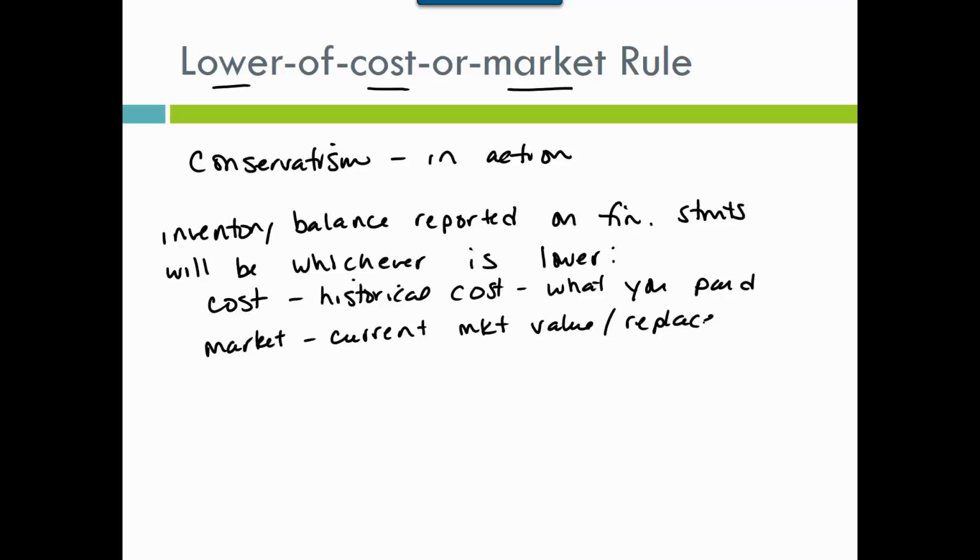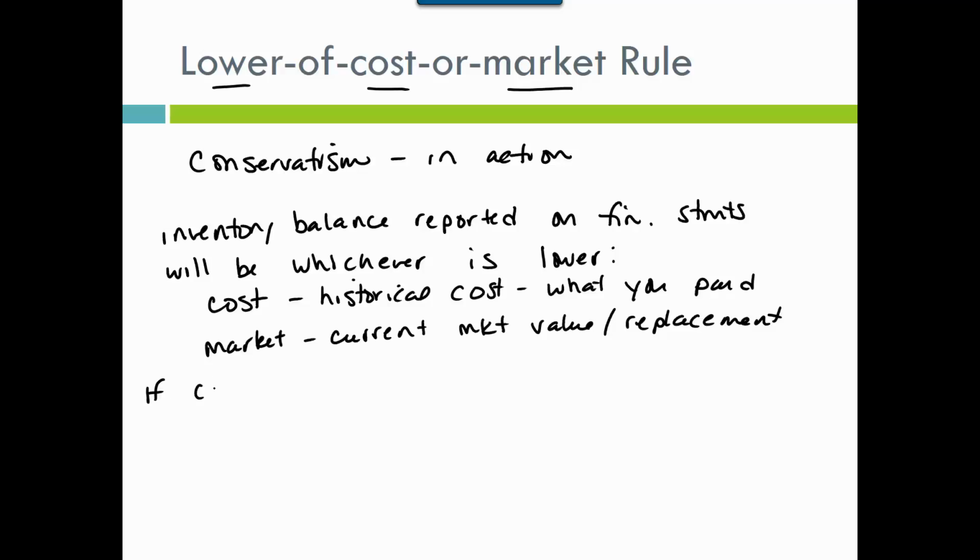If you were going to restock this inventory, what would you pay for it? And so what I want to report on my balance sheet is whichever one is lower. So I find out the cost in my ledger account now, I find out what the market value is, and then I report the lower of the two.